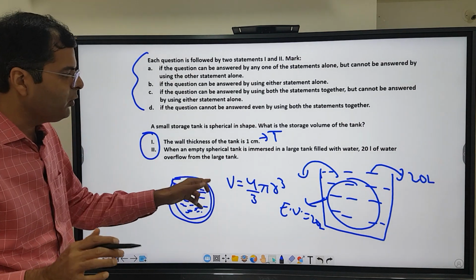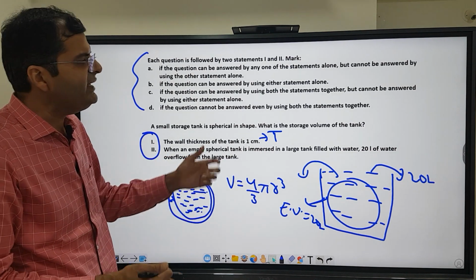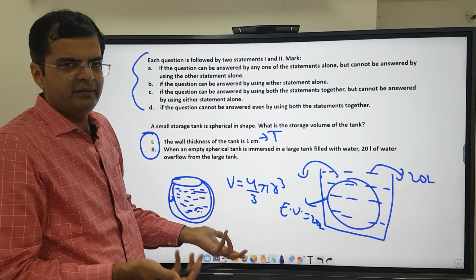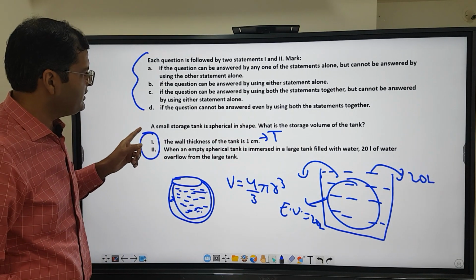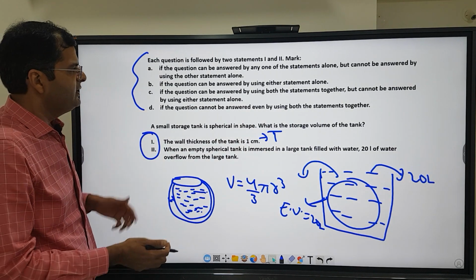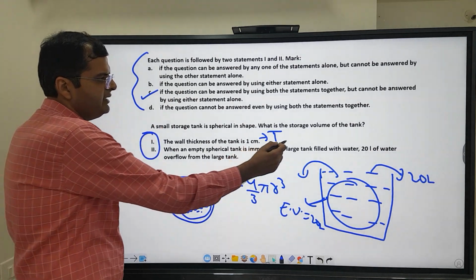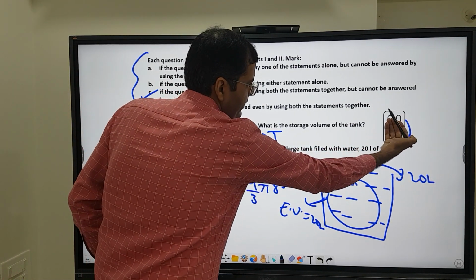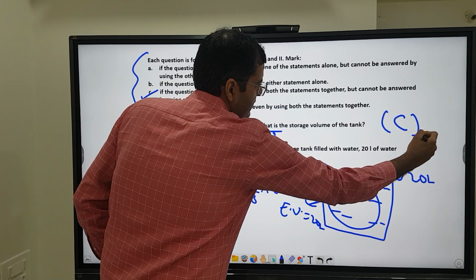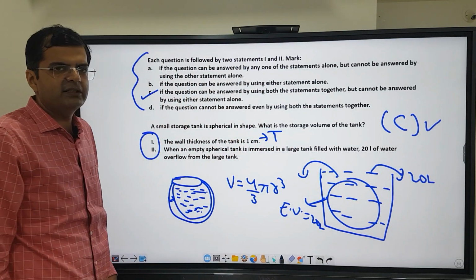Keep in mind we don't have to find the volume, we just need to determine whether we can find the volume or not. So if I combine the statements then I can answer it. So answer option C is the correct answer option here. Alright, that's how you solve this question.